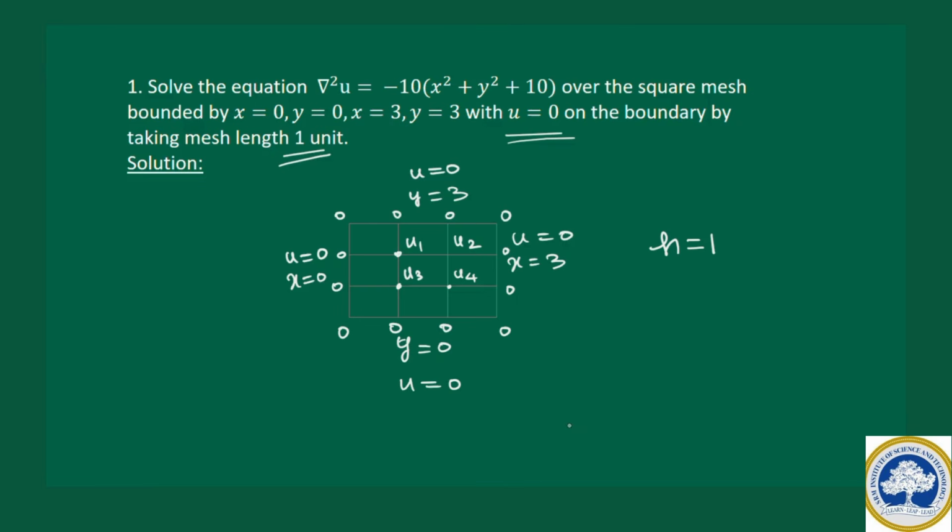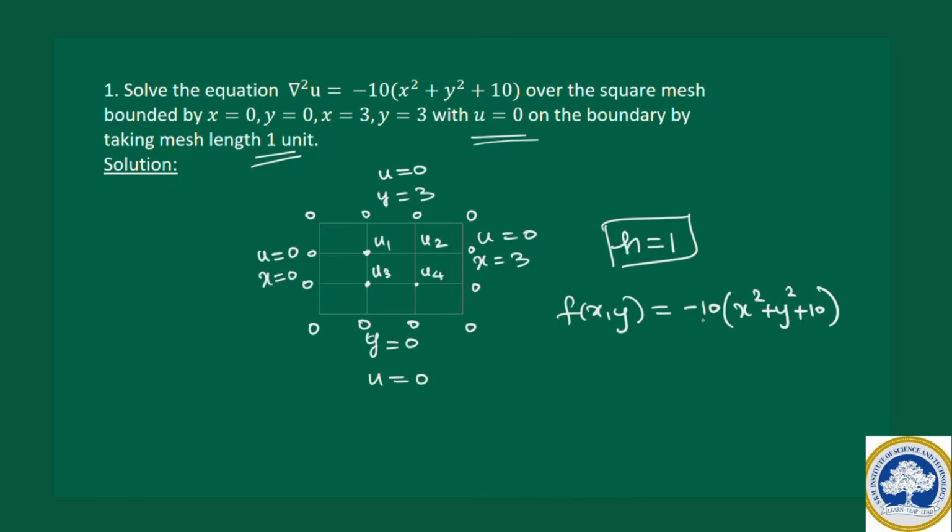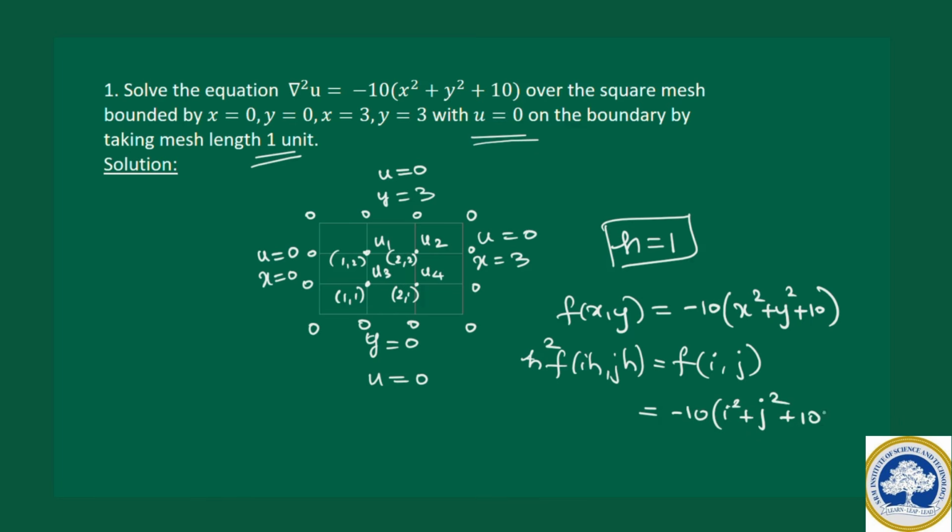Now we have to move on to the calculation. The function f of x comma y is equal to minus 10 into x square plus y square plus 10. Since h is equal to 1, according to the formula we have to substitute h square into f of ih comma jh. This is nothing but, since h is equal to 1, simply f of i comma j, where i comma j are the coordinate points. That is, this is 1 comma 1, this is 2 comma 1, this is 2 comma 2, and this is 1 comma 2. At these coordinate points we have to find the value of f of i comma j, that is minus 10 into i square plus j square plus 10. So this is the function value f of i comma j.